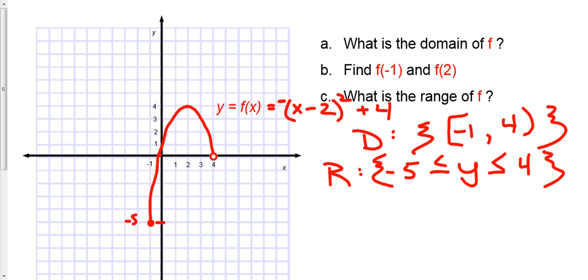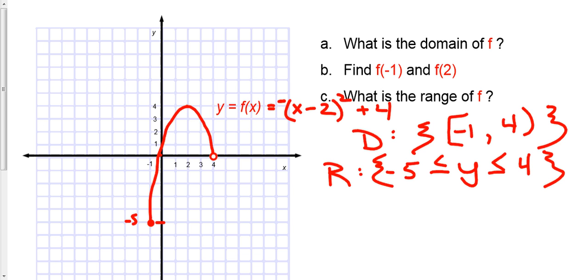So, we've answered A, which is my domain. We said, what's f of negative 1? Down here, we said definitely negative 1 comma 5, right? So f of negative 1 is negative 5, definitely. We weren't sure about f of 2 until I defined the function for y'all, right? Once we defined the function, then I could definitely say it was 4. But until then, we had to read the graph.